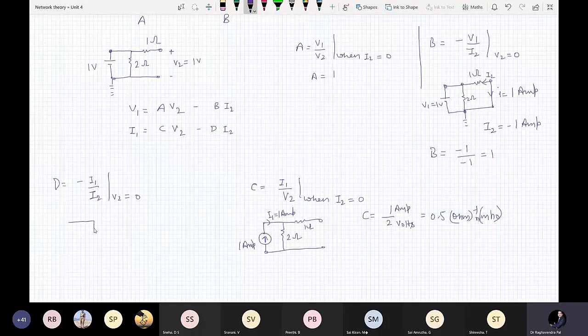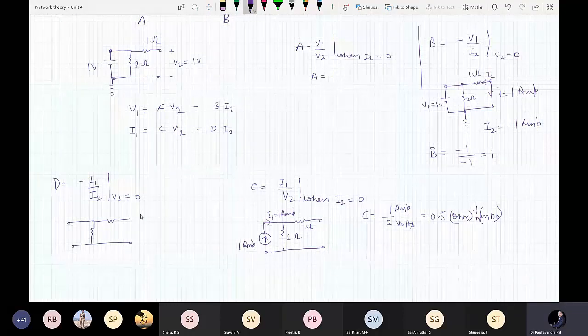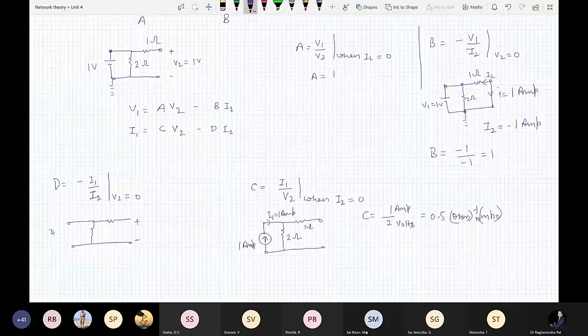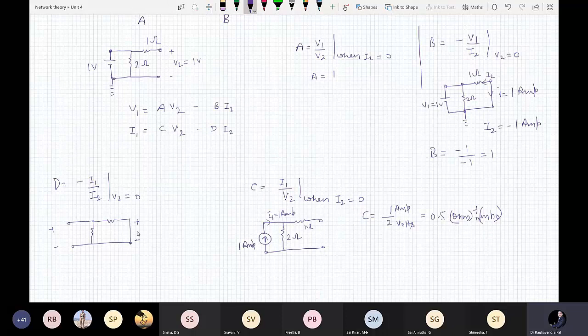now what you will have to do? The same circuit you will have to take, and I1, I2, V2 is equal to 0. So you will have to short circuit it. So V2 is equal to 0. Now I1 you connect here was 1 ampere. I2 is this one. So this is 2 ohm, this is 1 ohm. So what will be the current passing through this line? What will be the current?